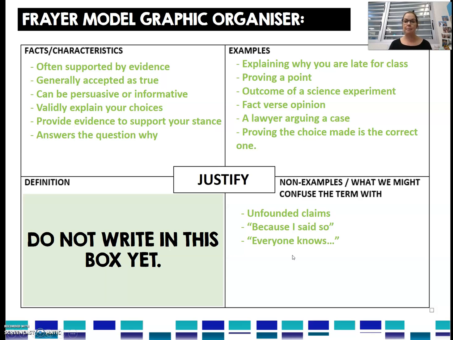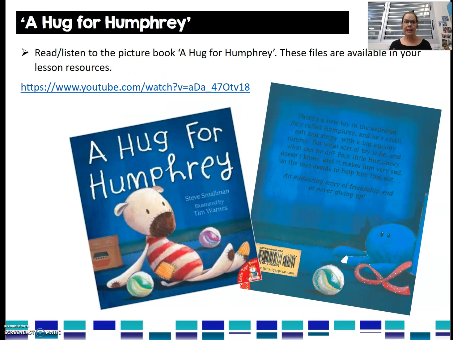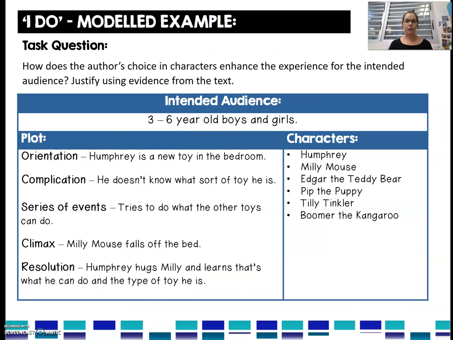Let's have a look at an example of how to justify. If you haven't read the book A Hug for Humphrey, you need to make sure that you pause the video here and go and watch and listen to that. So this link is also on your student handout, so you can click on the link and head to YouTube and listen to the book being read to you. A Hug for Humphrey picture book is going to be the focus of this justification lesson. So let's have a look here.